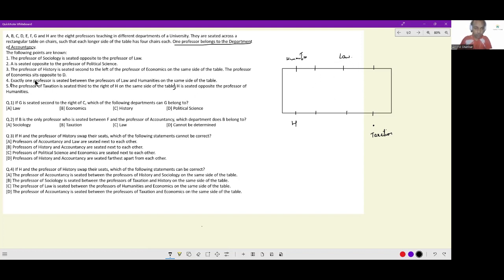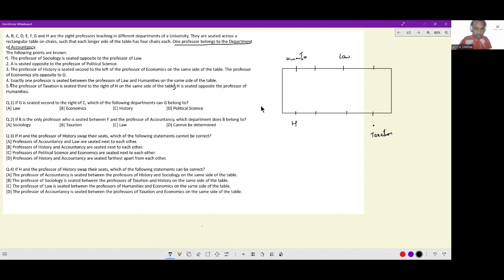We are done. Okay. Now, the professor of history is seated second to the left of professor of economics on the same side of the table. Or let's look at point 1. The professor of sociology is seated opposite the professor of law. For the first opposite set of seats, humanities and something is there. So we can't have sociology and law there. We can potentially have sociology and law in the second opposite seats. Law and something, taxation and something. The only spot where sociology and law can come is this second column.